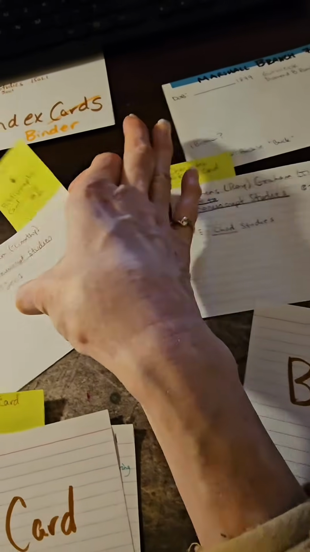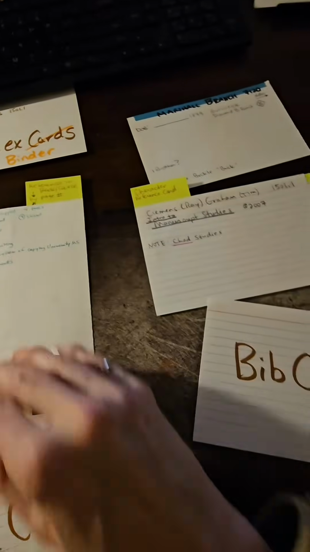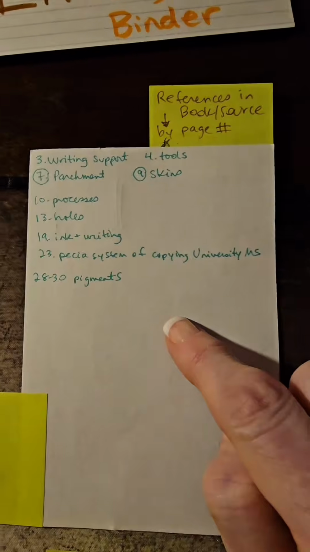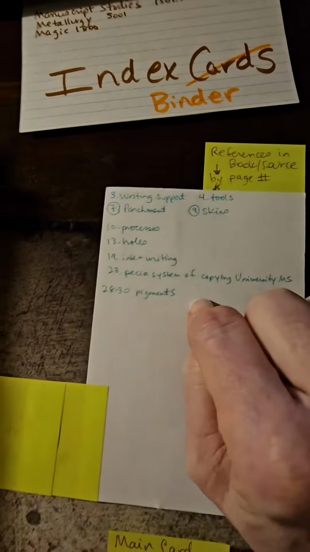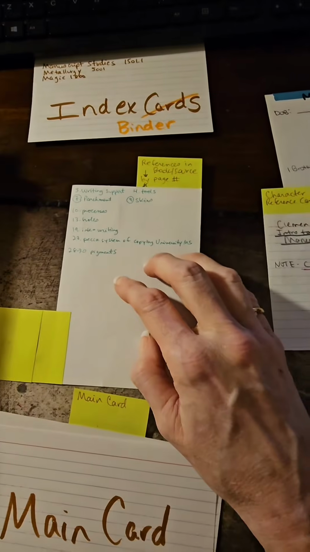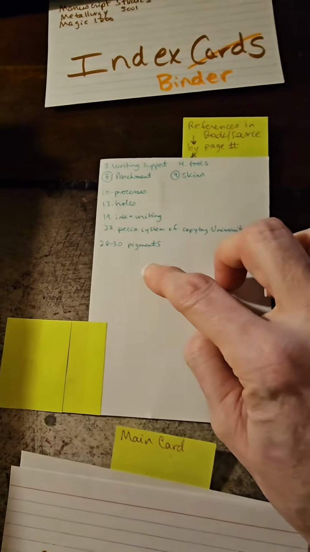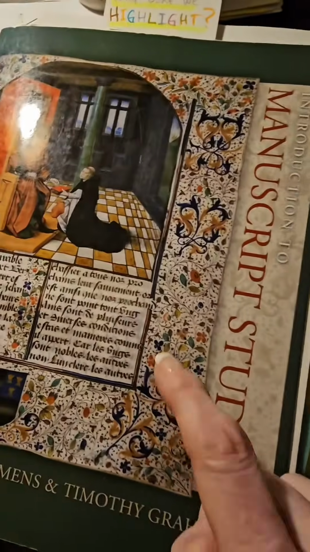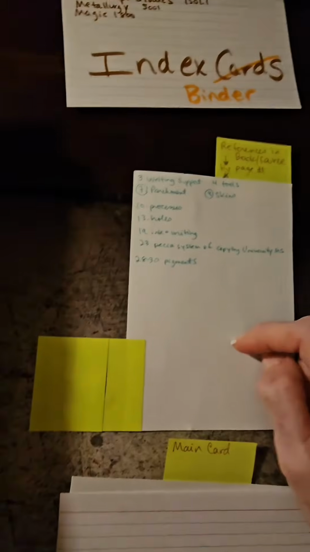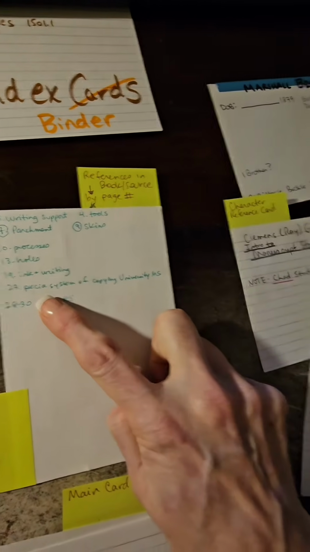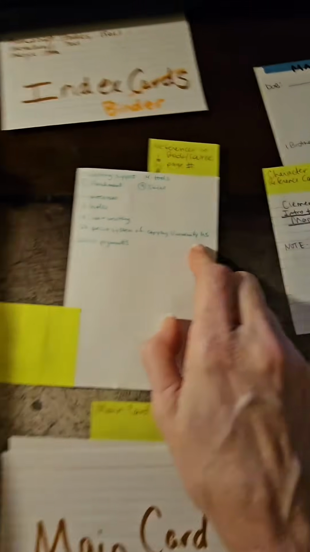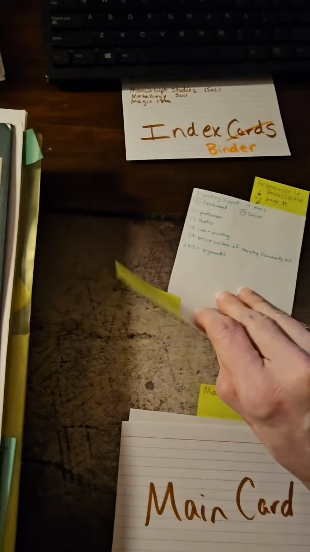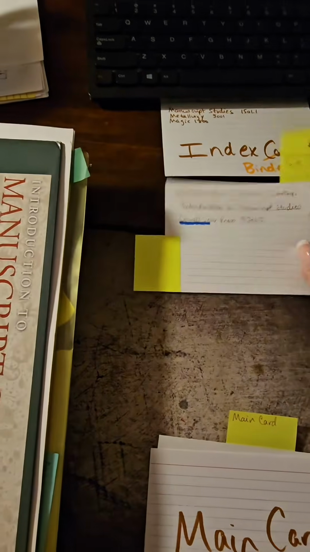But how does one find information? Well, let's look at it. On the back of my bib card, you will notice I have numbers down the left side and corresponding keywords. Well, each of those numbers is a page number, and each word is something that I may want to go to that book to look up later. So for example, on page 23, I reference the PCA system of copying university manuscripts. That could be important because we know that my main characters deal in manuscripts.